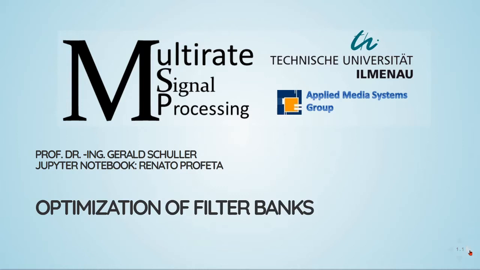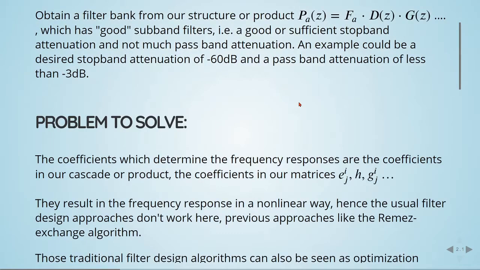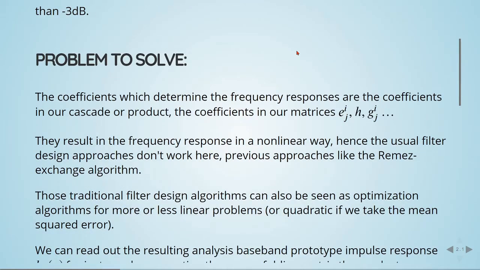So let's get started. Our goal is to obtain a filter bank from our structure or our product, the folding matrix times the delay matrix and so on, which has good subband filters. For example, good or sufficient stopband attenuation and not much passband attenuation. An example could be a desired stopband attenuation of -6 dB and a passband attenuation of less than -3 dB.